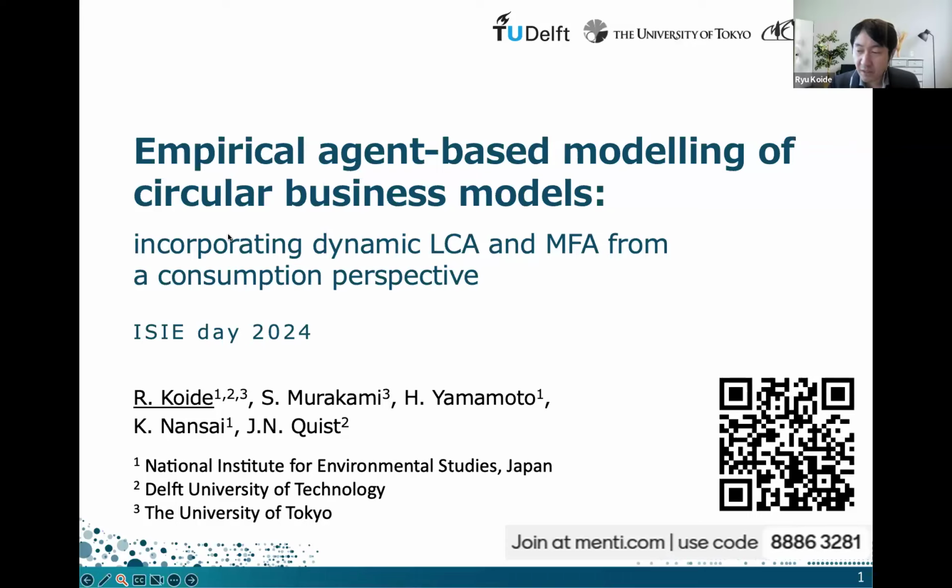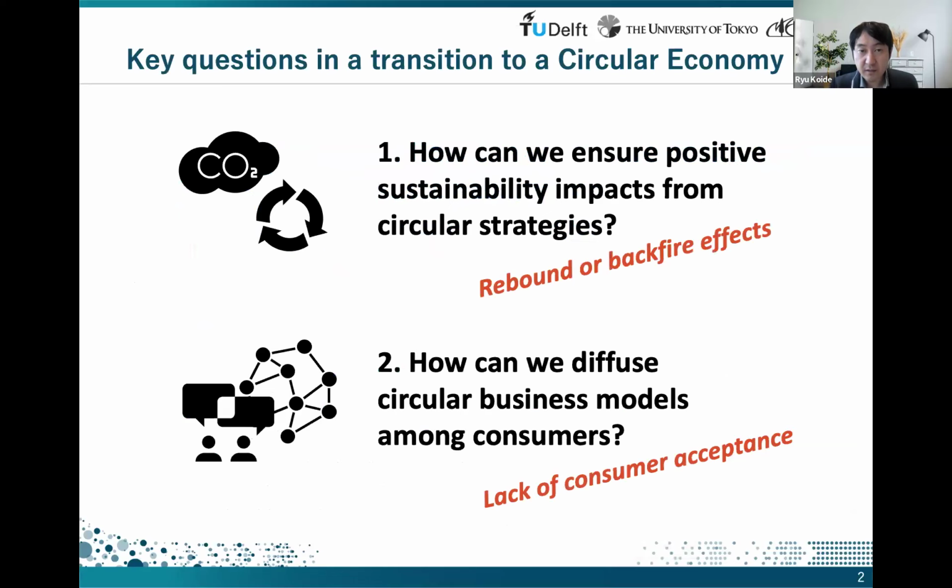As introduced, my name is Ryu Koide, and today I'm presenting my work on the application of agent-based modeling on circular economy and consumer behaviors. This is also an effort to couple LCA, MFA in a standardized way and agent-based modeling. Please be reminded that you can ask questions at Mentimeter here. To begin with, I have to raise two key questions in addressing a transition to a circular economy. One is that we have growing concern about the rebound effect.